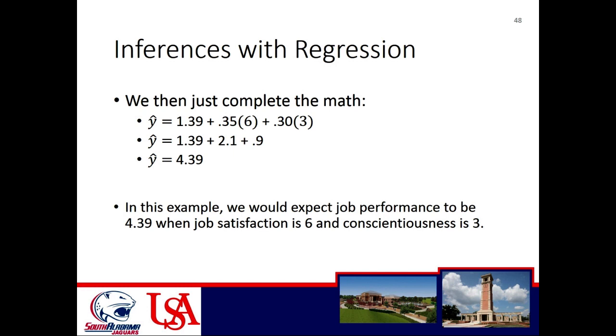Moving on from there, we just complete the math. 0.35 times 6 is 2.1, 0.3 times 3 is 0.9, and then we add everything. 1.39 plus 2.1 plus 0.9 gives us 4.39. Therefore, in this example, we would expect job performance to be 4.39 when job satisfaction is 6 and conscientiousness is 3. We got the coefficients from our regression, our beta naught, beta 1, and beta 2, plugged in the values we're interested in for x1 and x2, and solved from there.